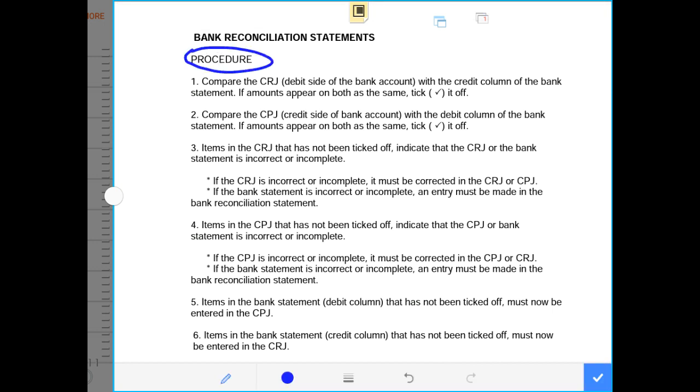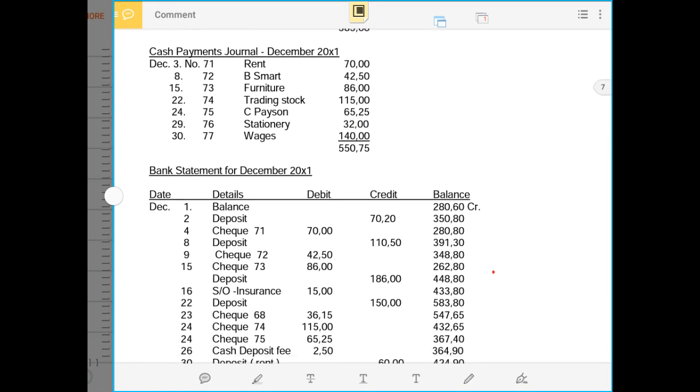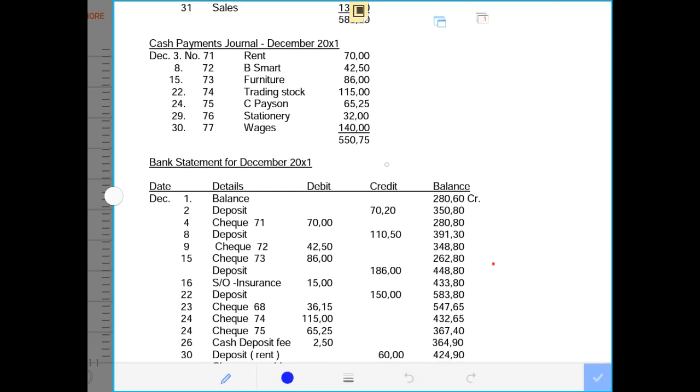So now here is the very important procedure. It's not the steps, it's just the procedure that must be taken into account when we are in the process of doing the bank reconciliation statement. It says that we should compare the cash receipt journal. Remember, the cash receipt journal is the debit side of the bank account. On the debit side of the bank account, we record all the cash that was received, and we compare that with the credit column of the bank statement.